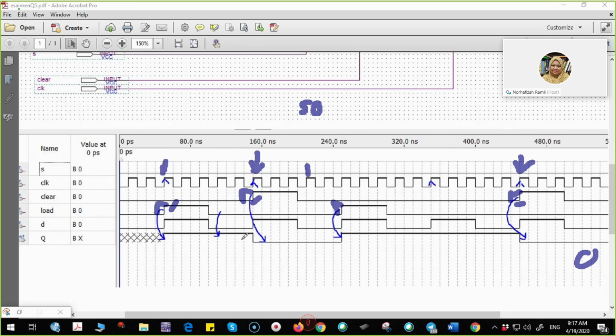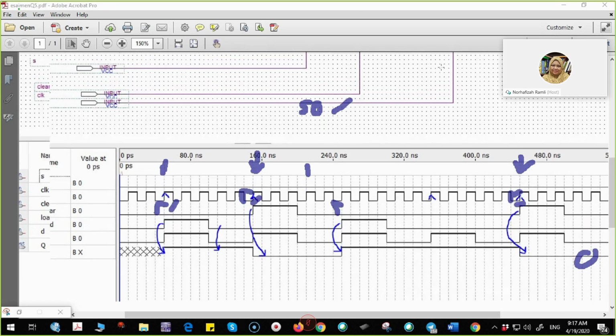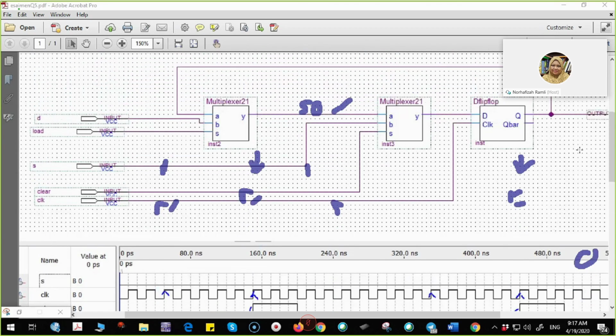Ataupun you can also, if you use 50, you can also change your grid, snap to grid tu, undo the snap to grid, untick. So dia boleh buat perubahan ni dekat tengah-tengah pun boleh. Tak perlu ikut grid. Okay? Alright, so that is question 5, correct? So the answer for question 5 is actually this one lah. This circuit, good.